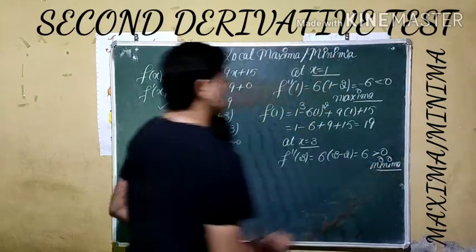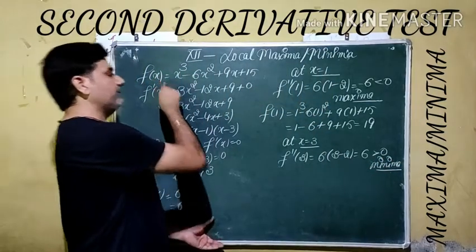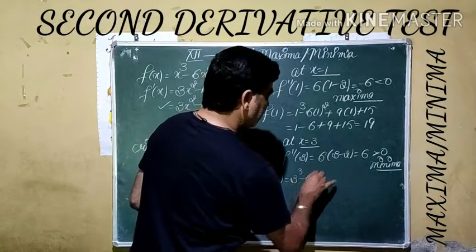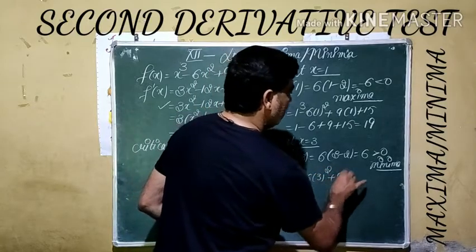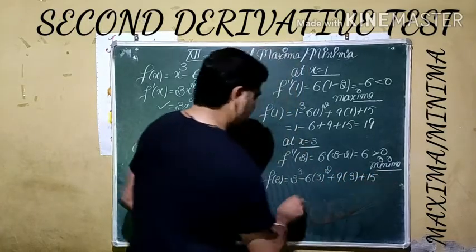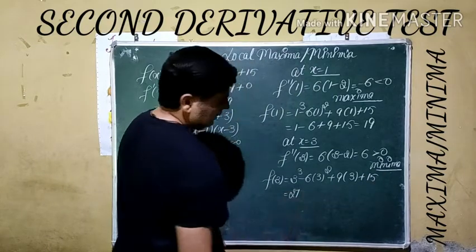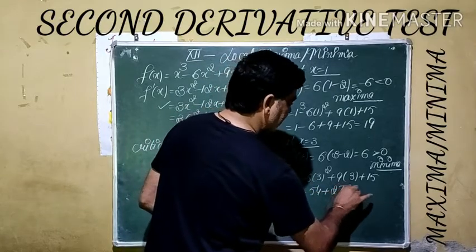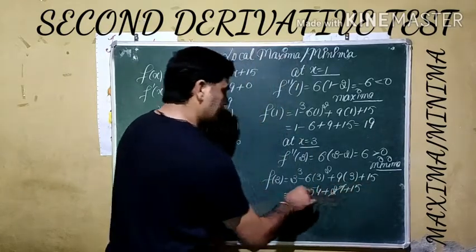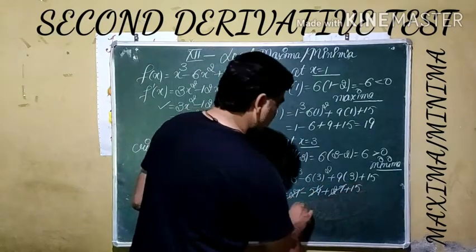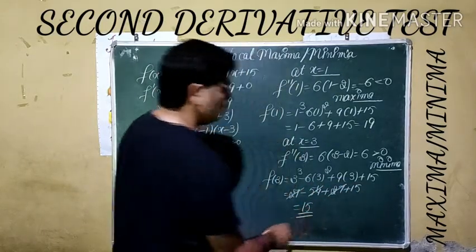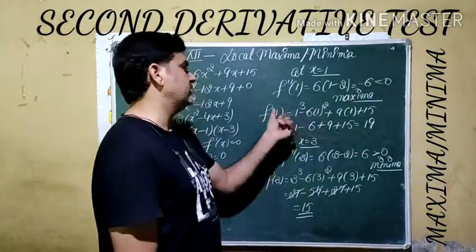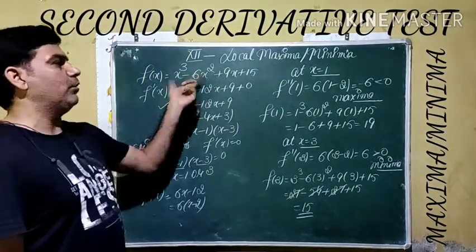To find the local minima value, we put the value of x in the original given function. So f of 3 is cube of 3 minus 6 times square of 3 plus 9 times 3 plus 15. Cube of 3 becomes 27, the next becomes 54, the next 27, and the next 15. Here 27, 27 and 54 cancel out. So overall the answer is 15. So the minimum value of the function is 15 at x equal to 3, and the local maximum is 19 at x equal to 1 of the given cubic polynomial.